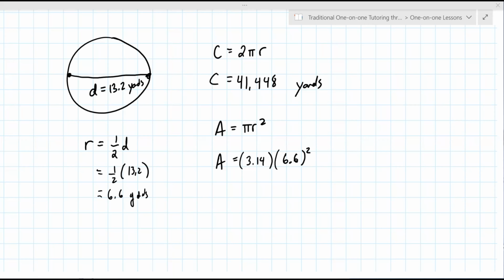Do you have an answer for me, Sourish? Yeah, it's 20.724. Try it one more time. You've got to square 6.6 first, and then multiply by 3.14.